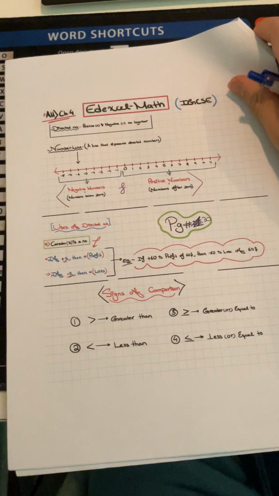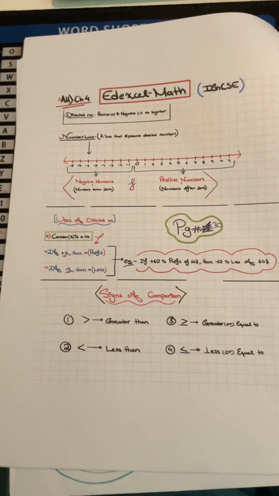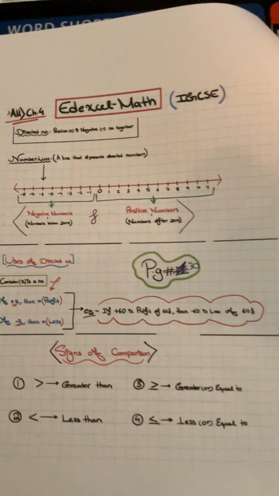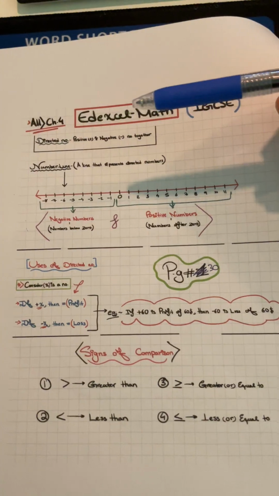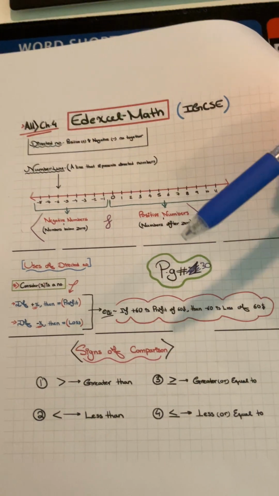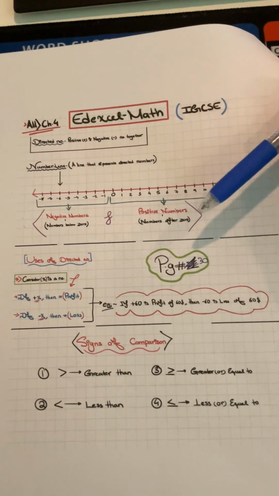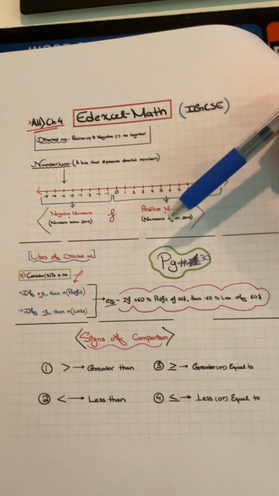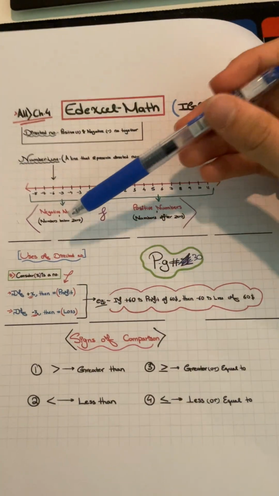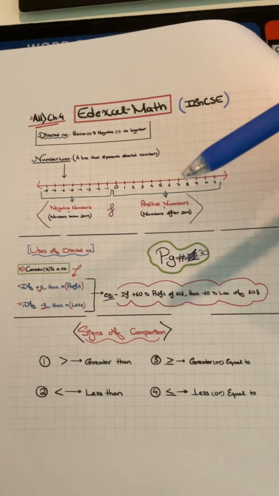Basically that was it for topic 3, and anything that you need to know for topic 4 is basically directed numbers. Directed numbers meaning positive and negative numbers. On a number line, on the left hand side, you're going to find your negative numbers. On the right hand side, you're going to find your positive numbers. Numbers after 0 are positive, numbers before 0 are negative, okay?